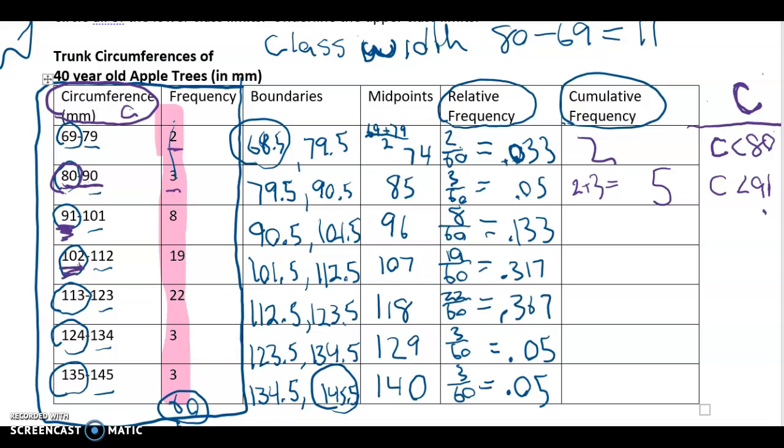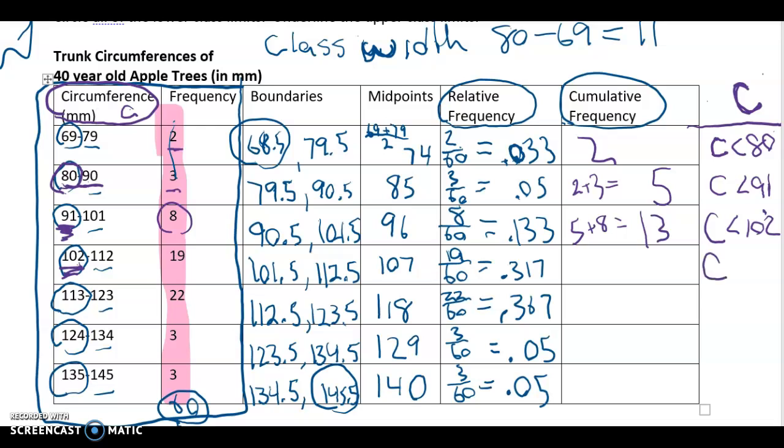For the next class, it's going to be all the numbers before the fourth class starts, so all the numbers less than 102. And what we do is we'd say, well, 2 plus 3 was 5. Now we're going to add 8 to it. So 5 plus 8: 8, 9, 10, 11, 12, 13.